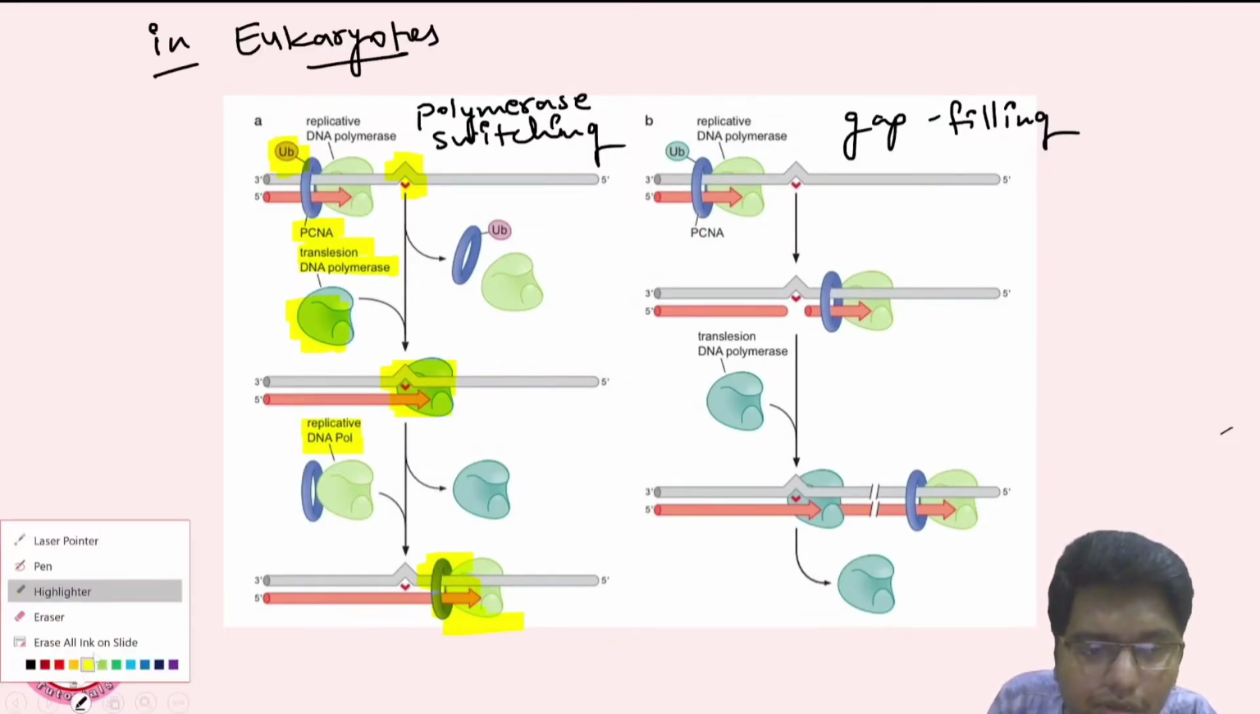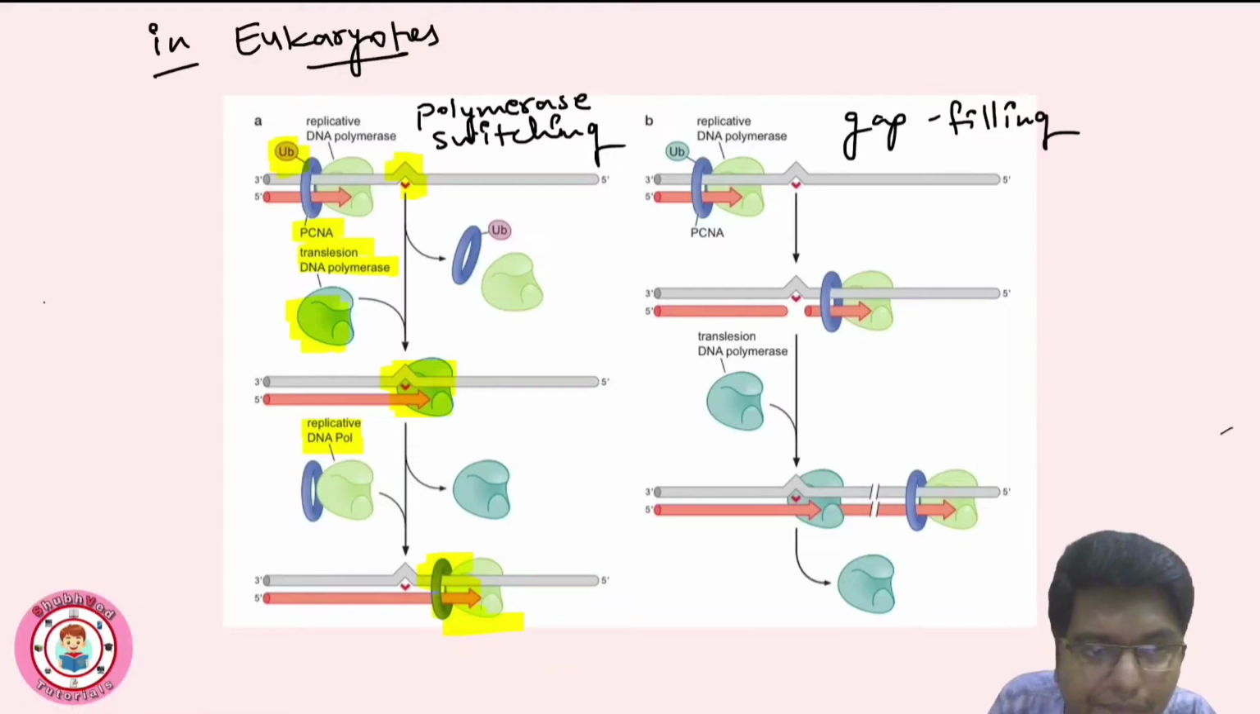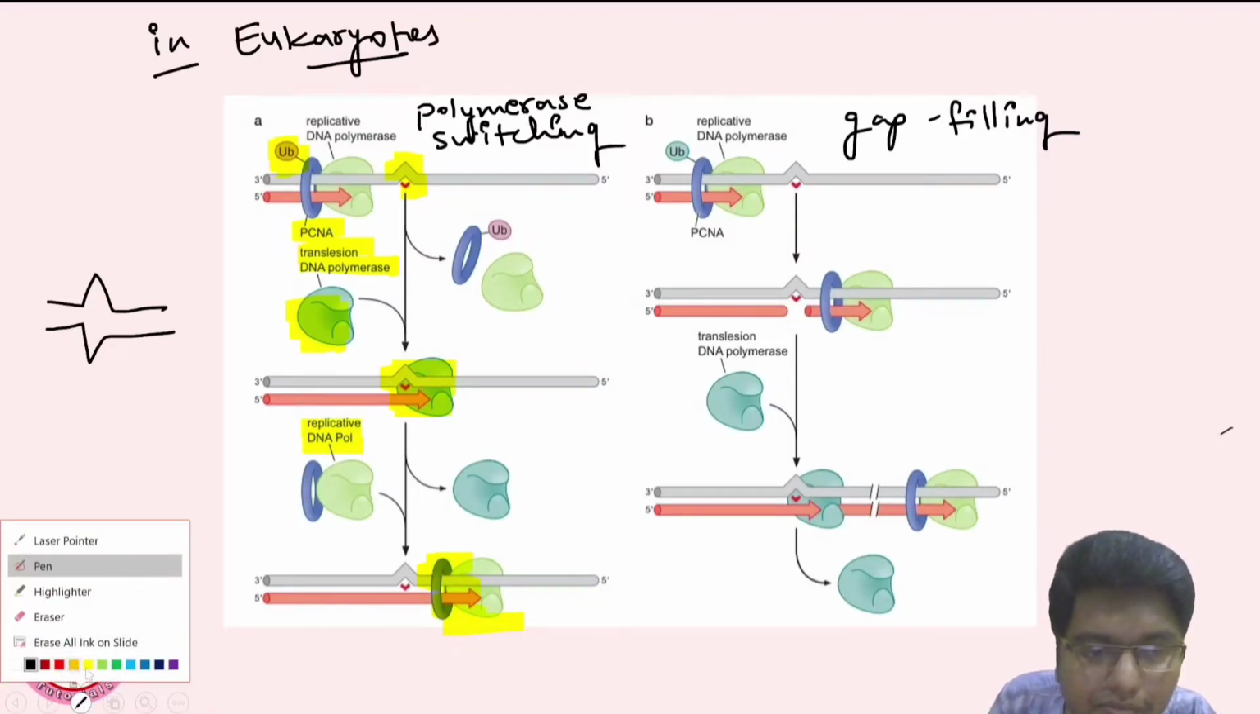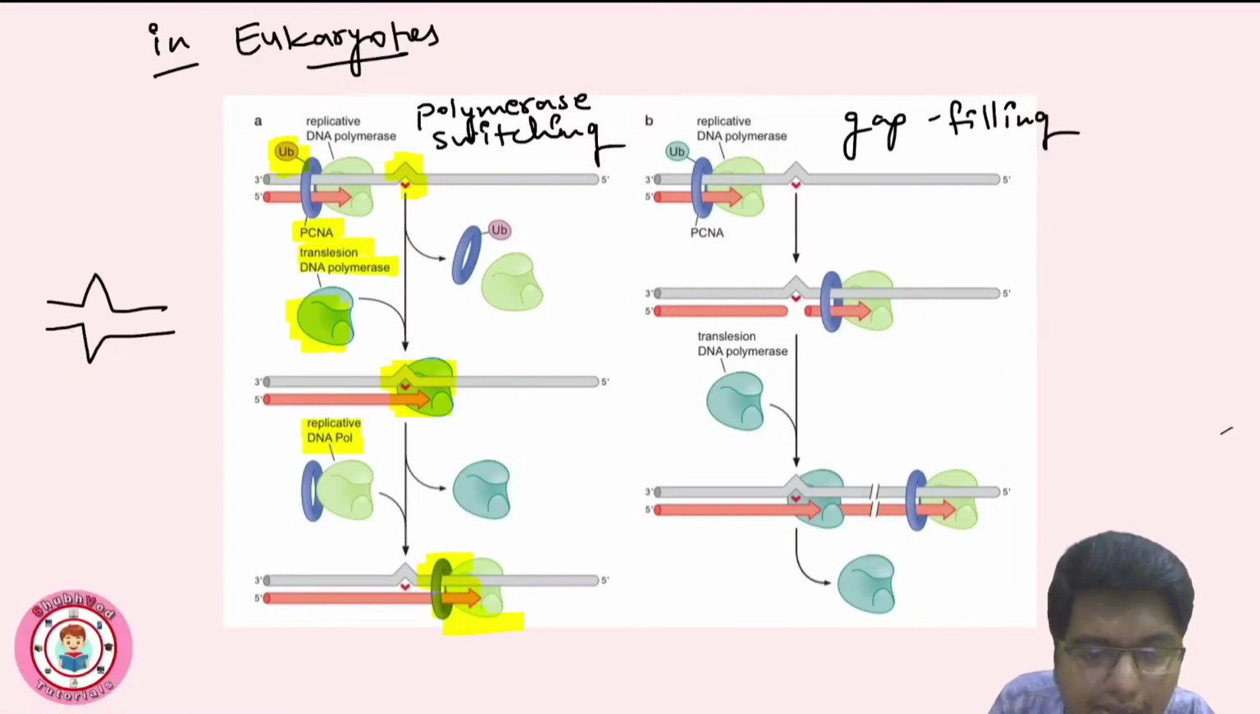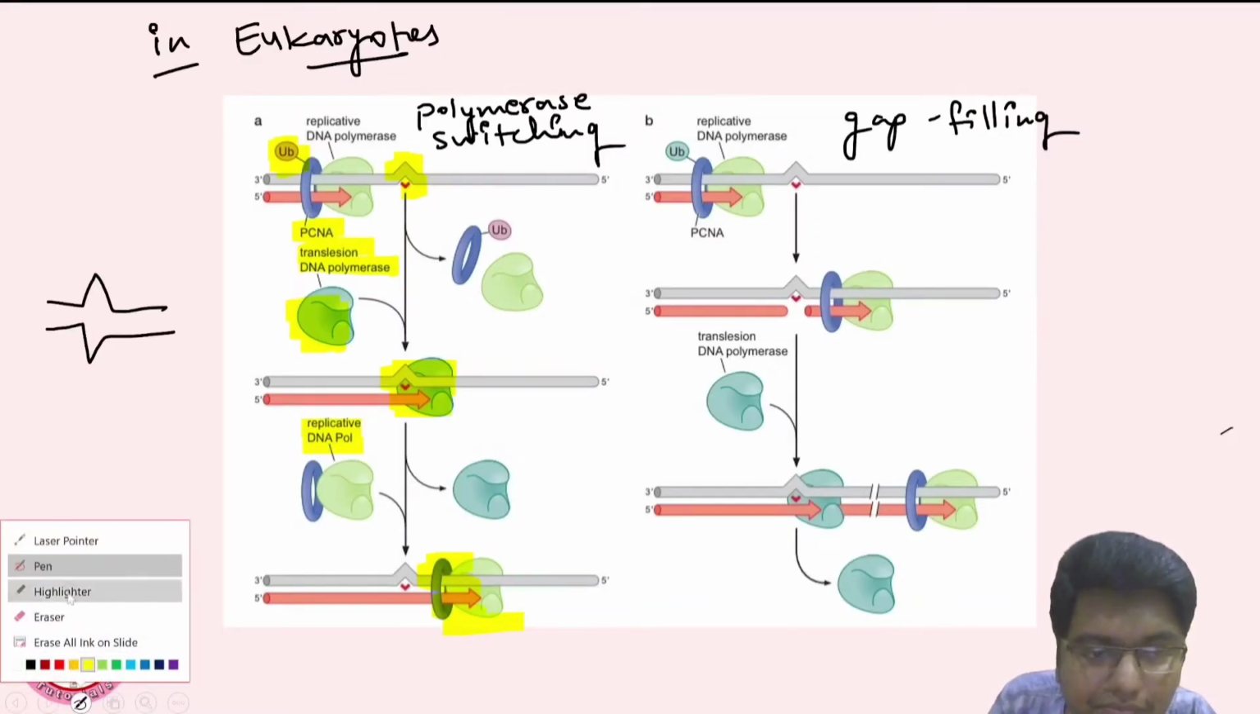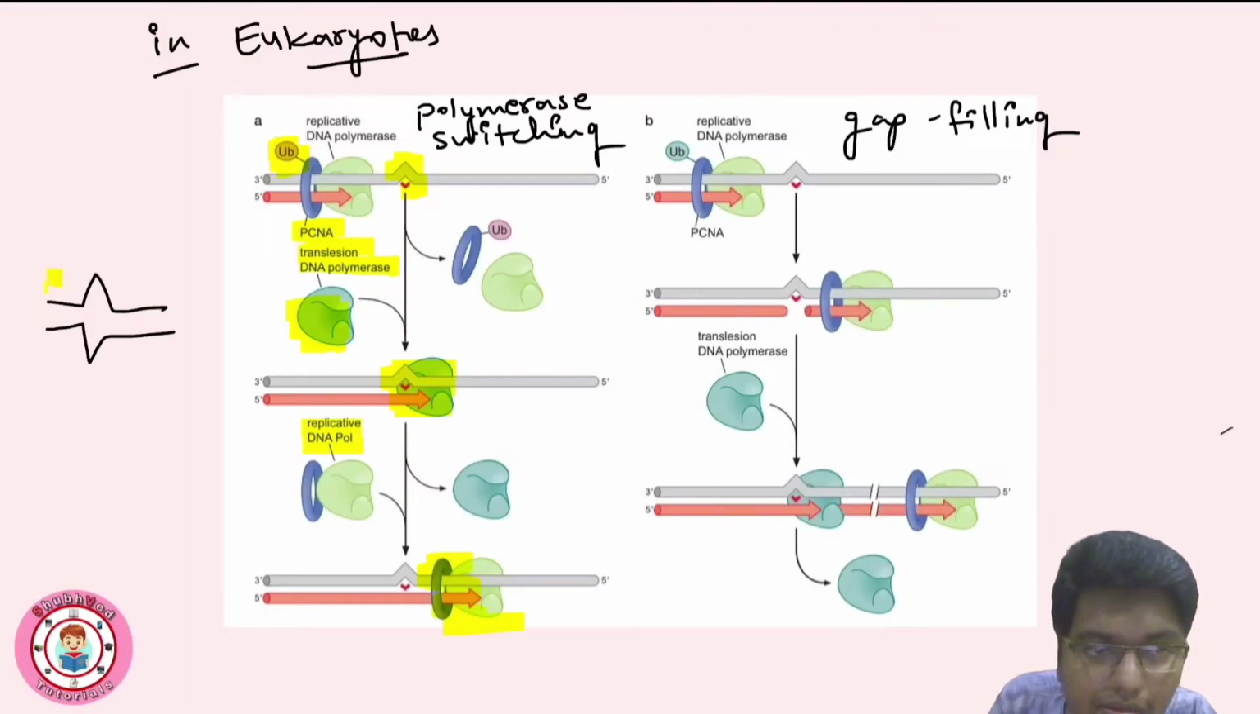Right. For a short stretch of damage, translesion synthesis comes. Suppose this yellow color is a polymerase. It will just continue till here, a short stretch of DNA damage. And again the main polymerase will continue the further replication. Right, so this is the polymerase switching model.